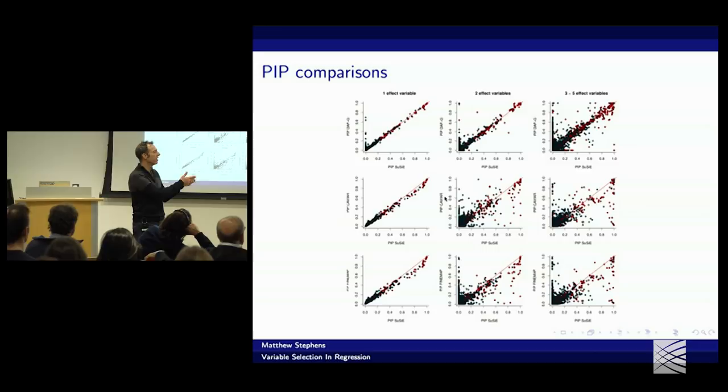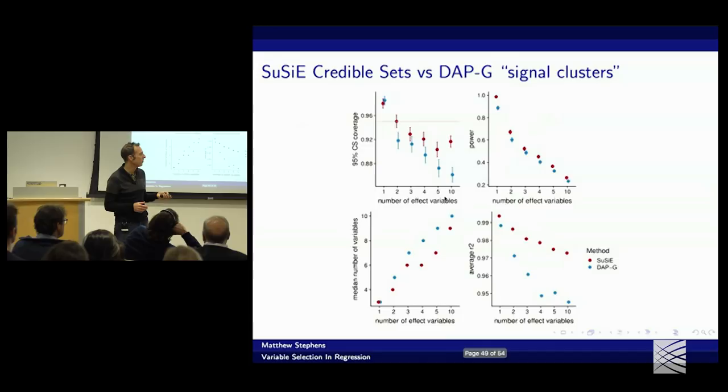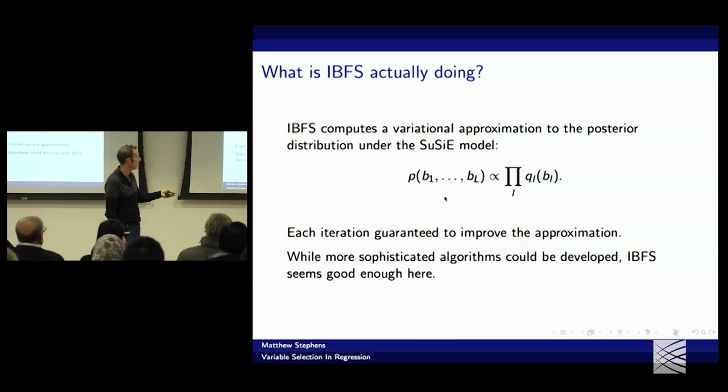Although it might not look like it, I think of this as just a sanity check to say, yeah, they're all kind of producing pretty similar results. And even this, really, the real gain is the sets and the speed. So what are we actually doing? We're optimizing a variational objective, for those of you who know what it means. We're basically computing an approximation to the posterior distribution on those L effects, L single effect vectors.